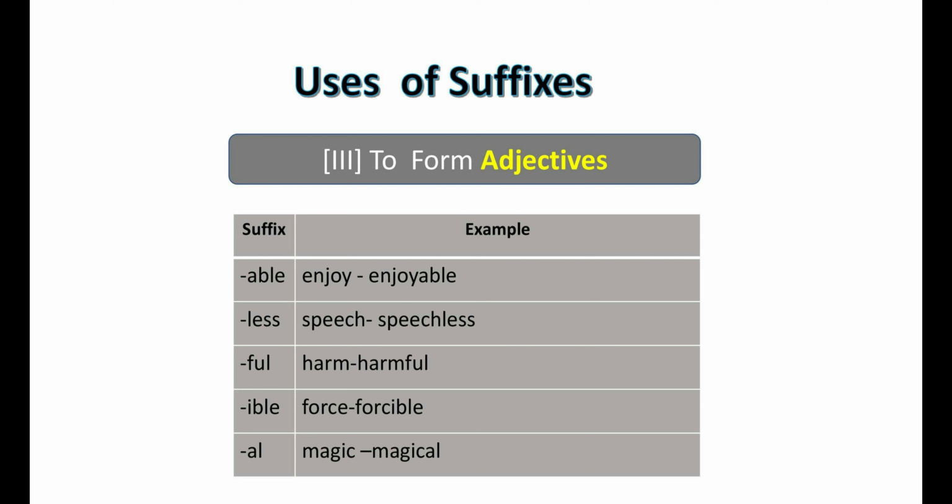We use suffixes to form adjectives. The suffixes able, less, full, ible, al, etc. can be used to form adjectives. For example, when we add suffix able to the verb enjoy, we get the adjective enjoyable. Similarly, we can change the noun speech to an adjective by adding the suffix less to obtain the word speechless, which is an adjective.